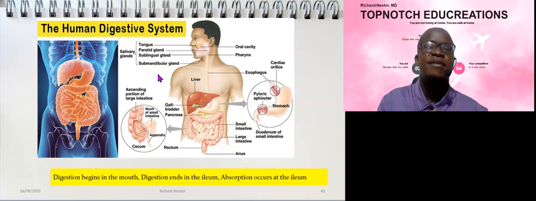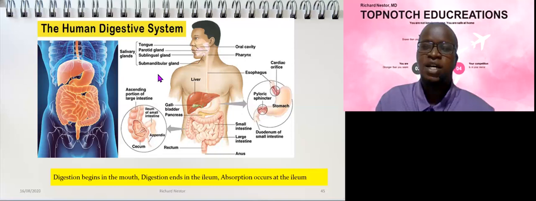In the mouth also, we have the three salivary glands that are important for you to note. We are going to look into that shortly when we discuss digestion in the mouth.